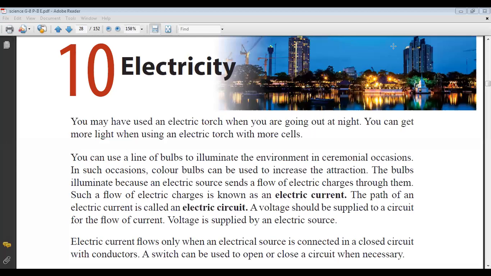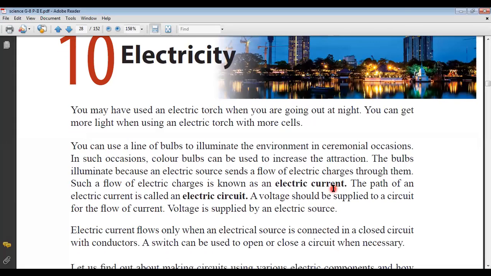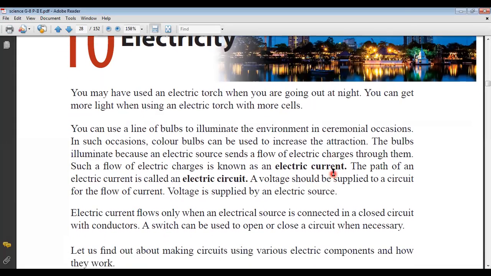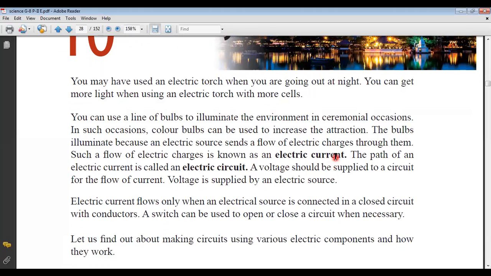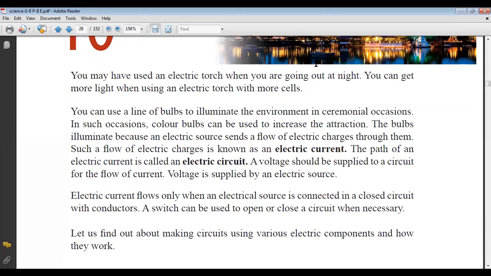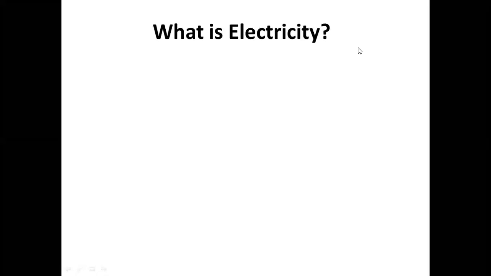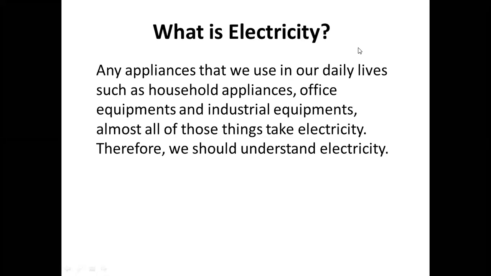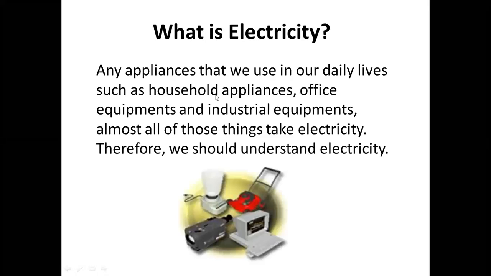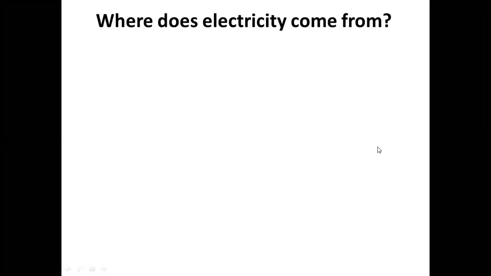We have stopped at electric current. Now before we continue, we should know what electricity is and how it is generated. What is electricity? Any appliances that we use in our daily life, such as household appliances, office equipment, and industrial equipment, almost all of those things take electricity. Therefore, we should understand electricity. Where does electricity come from?